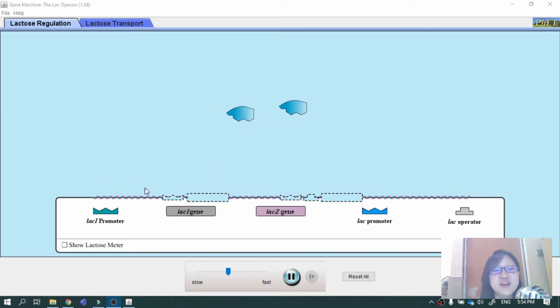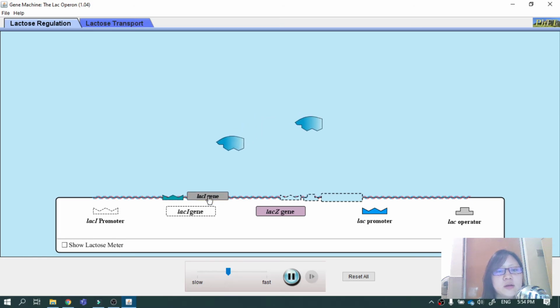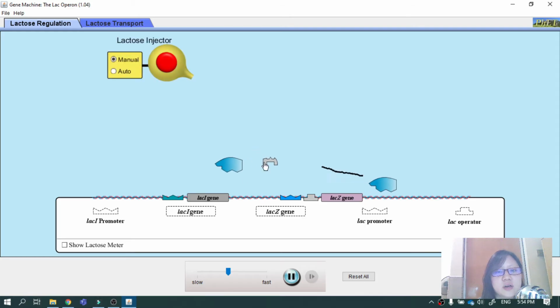So I have this really cute animation to help you visualize things here. First, obviously with the lac I promoter, it's not very easy to play, so bear with me, no pun intended. And then obviously there's a lac promoter, a lac operator, and the lac ZYA genes. You can see here that the RNA polymerase can bind at first on both, right? And the lac I gene produces a repressor. The repressor binds to that operator.